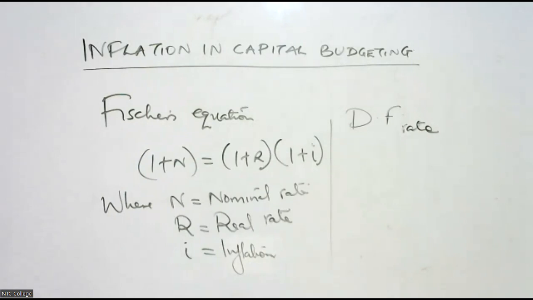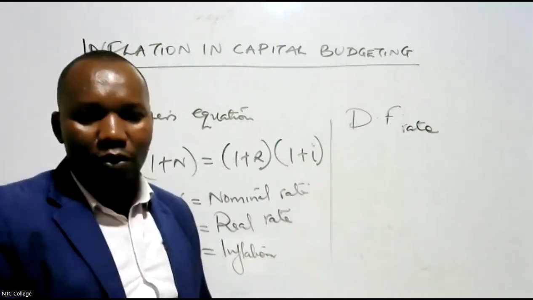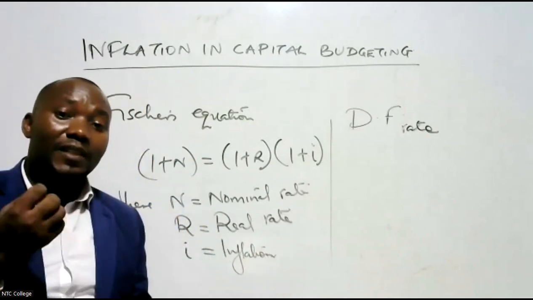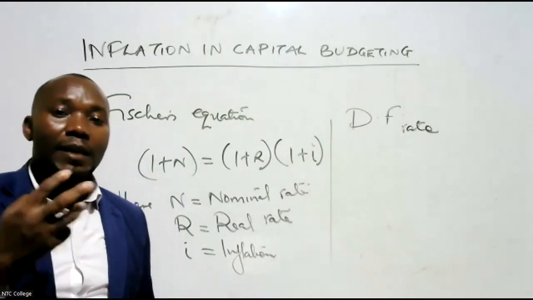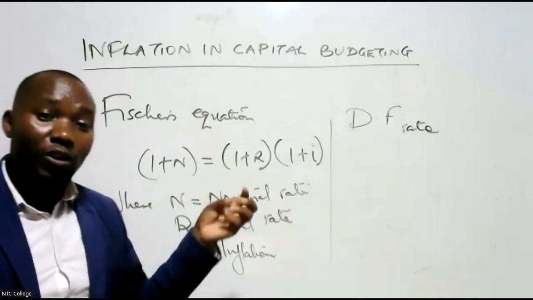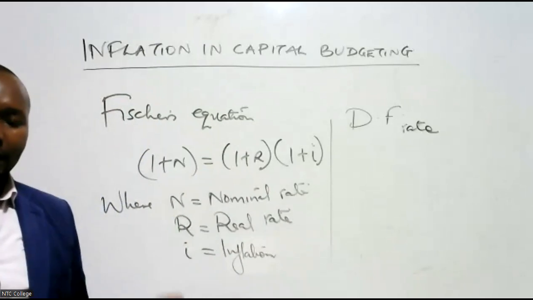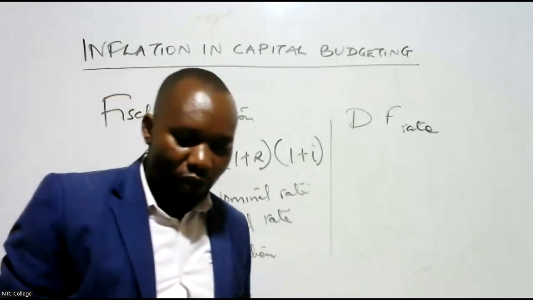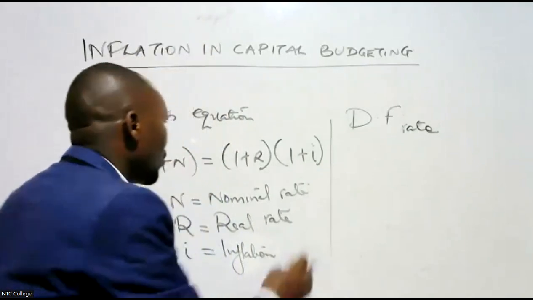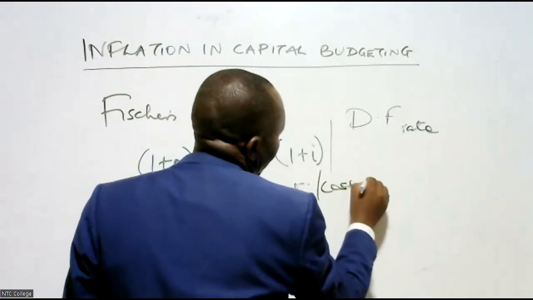What are we saying? When you have invested somewhere and you are expecting some income, if those incomes have taken into consideration the effect of inflation, then we call them nominal cash flows. So nominal cash flows require a nominal rate. It is the nominal rate, or nominal cost of capital.